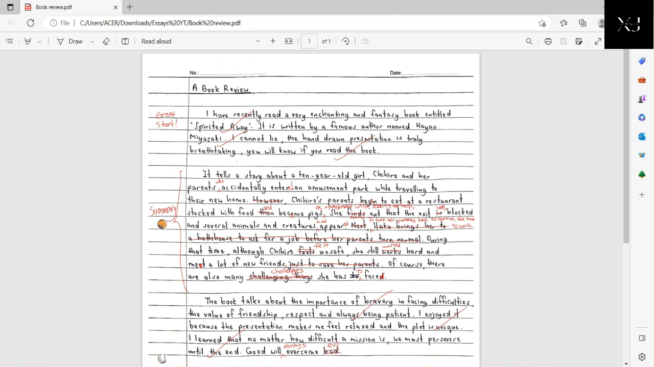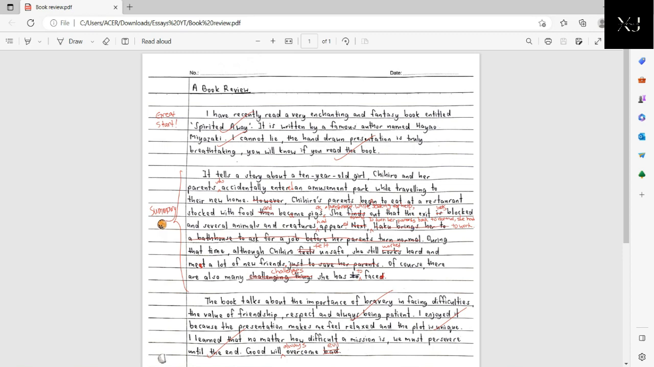I have recently read a very enchanting and fantasy story entitled Spirited Away. It is written by a famous author named Hayao Miyazaki. I cannot lie, the hand-drawn presentation is truly breathtaking. You will know if you read the book.